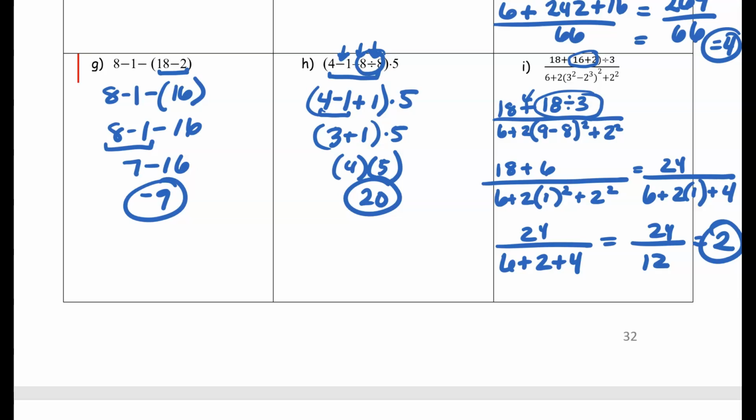So that sums up the division and exponent section. If you have any questions, as always, just let me know.